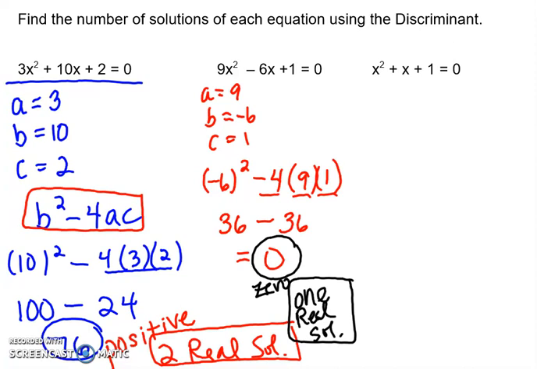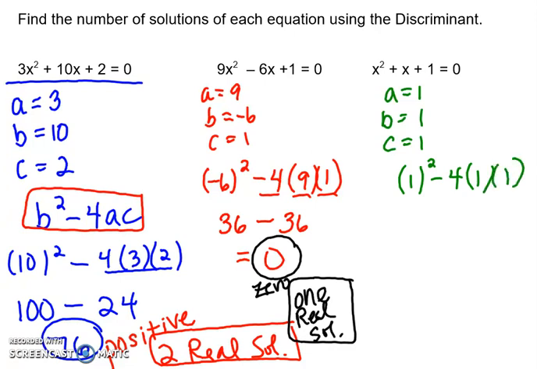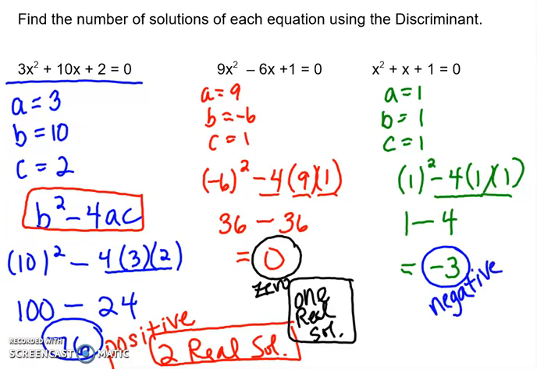Alright, last example, we are set equal to 0, so we can identify a, b, and c. We do our b squared minus 4ac, so b squared minus 4 times a times c. 1 squared is 1. Here's a negative times a positive, so no, it's negative. 4 times 1 is 4. 1 minus 4 is negative 3. So, our discriminant is negative. I don't care that it's a negative 3 versus a negative 100. Just the fact that it's negative tells me that we have no real solutions.